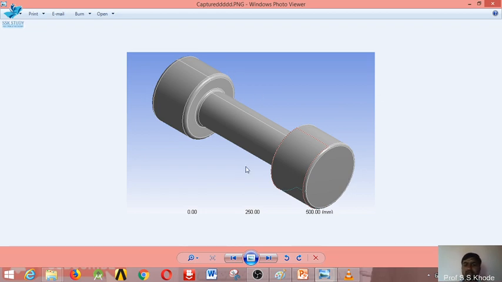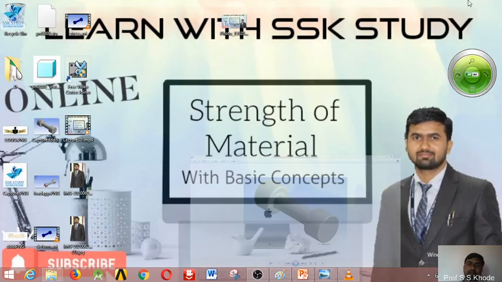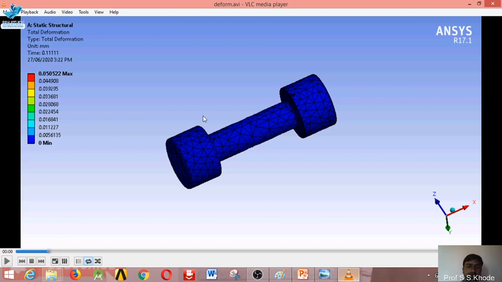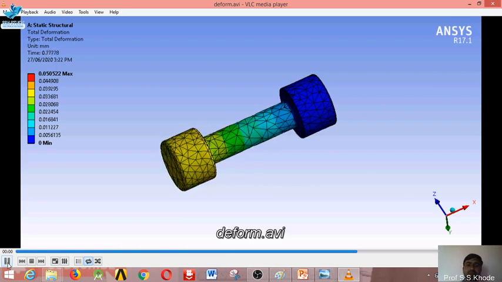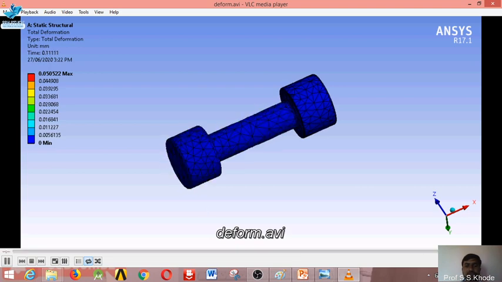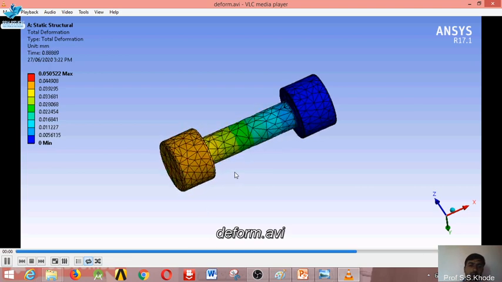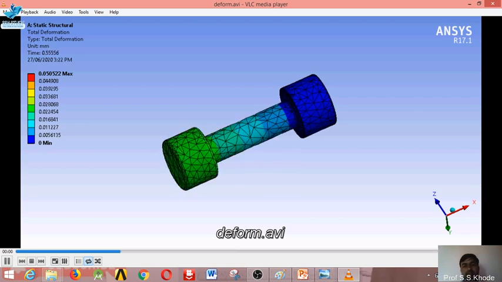This is the dumbbell shaped specimen that I have already drawn in Creo Parametric, and then I have imported it into ANSYS. When I apply a certain load on this particular body, you will get a simulation in this manner. Here I can't show you the actual practical, but this is the simulated view of how the body will get deformed when you apply a load.